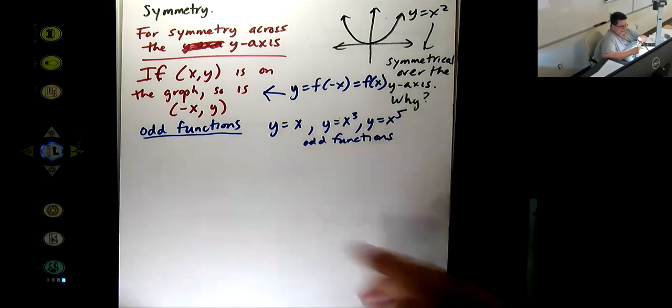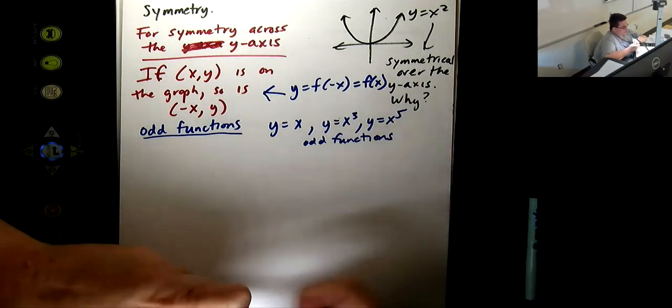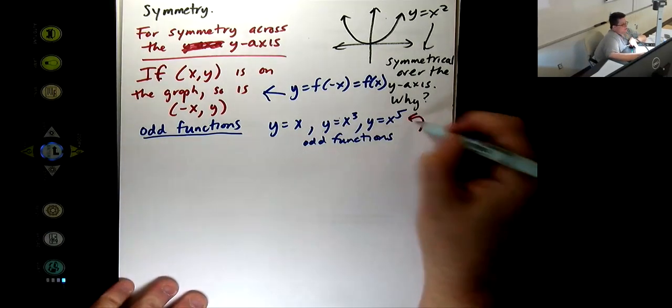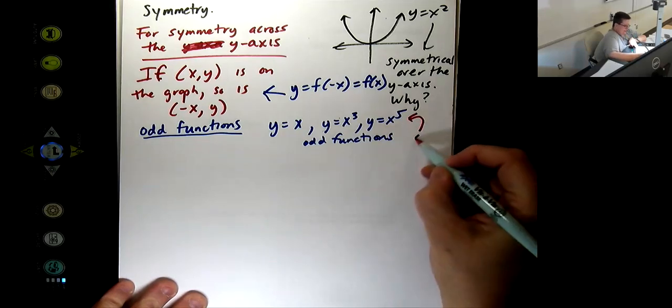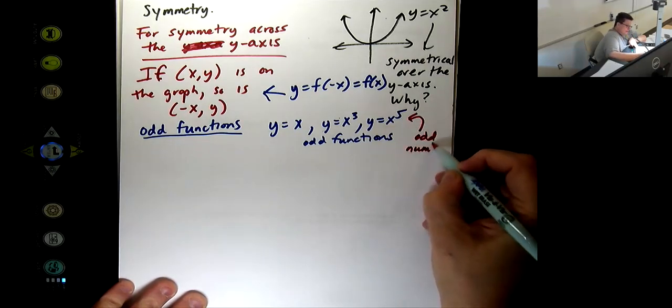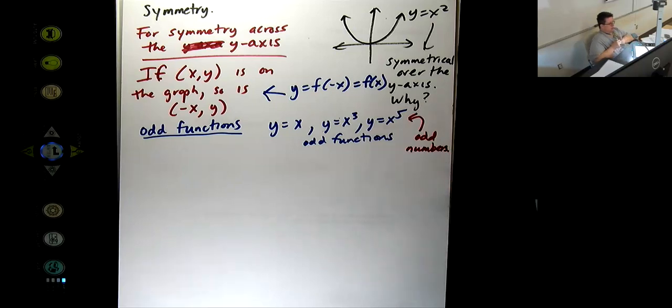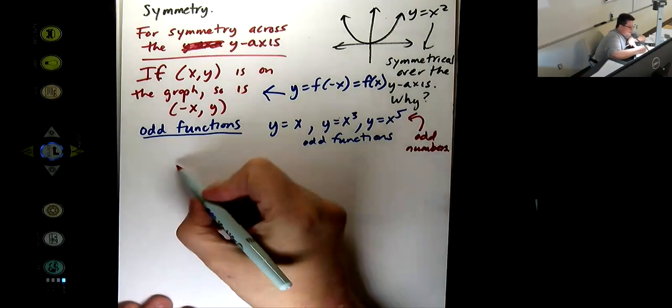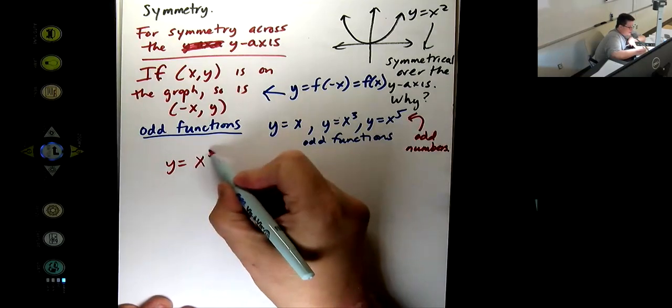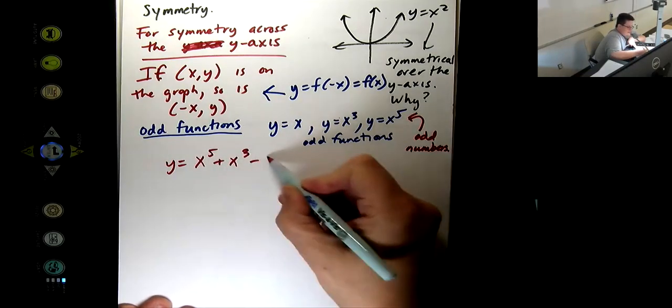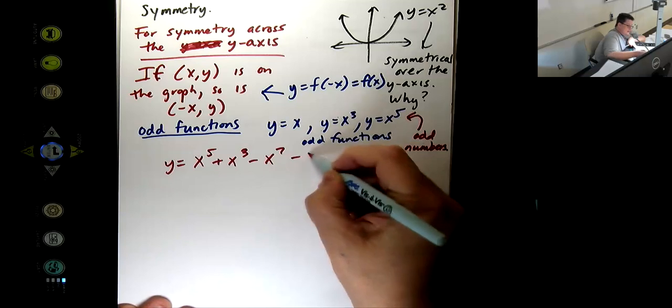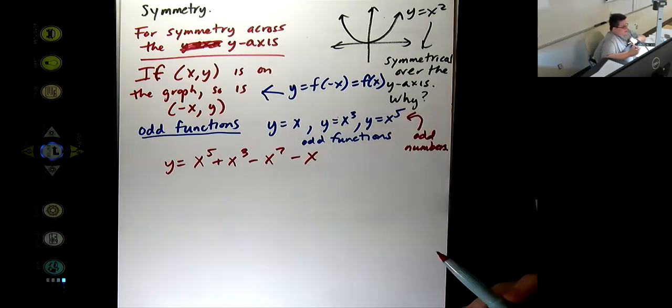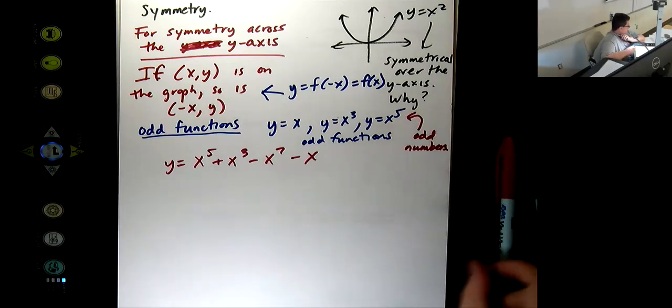It's kind of convenient. I mean, it's probably why they're called odd, because what are those numbers? They're odd numbers, right? So when the exponent's odd, they're all going to follow this symmetry, and we can have any combination of them. We can have x to the 5th plus x cubed minus x to the 7th minus x, as long as they're all odd, that symmetry is going to happen.